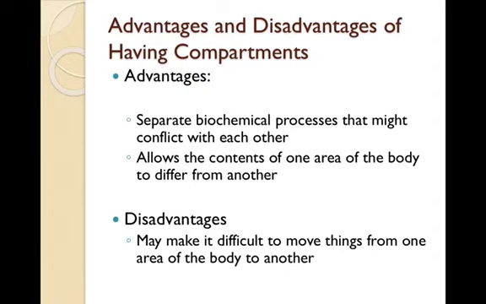Certain parts of the body might want to build up glucose. Other parts of the body want to break it down to use for energy. If you didn't have those processes separated from each other, you would end up having a situation where you're building up glucose and breaking it down at the same time, and there's no net effect. So it just allows the contents of one part of the body to differ significantly from another part of the body. The main disadvantage of having compartments is that sometimes it's hard to move things from one part of the body to another, and this is where a lot of the physiologic and cell biology processes come into play to try to move things from one part of the body to the next.